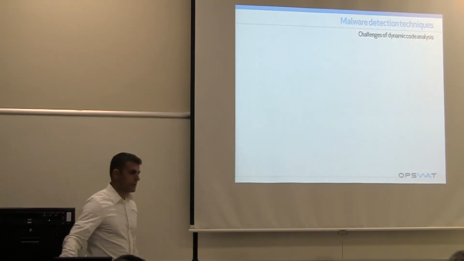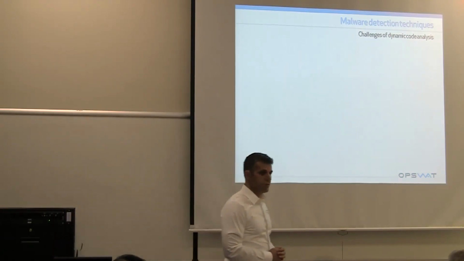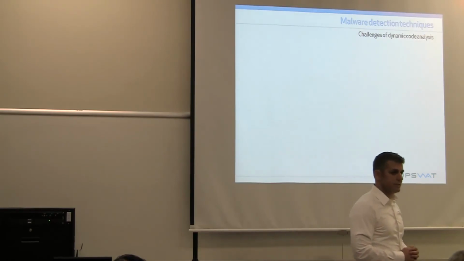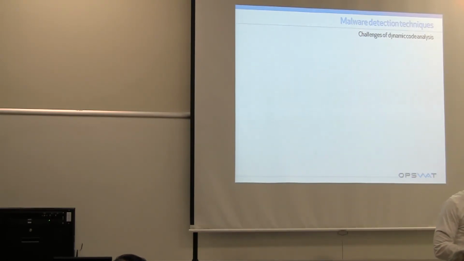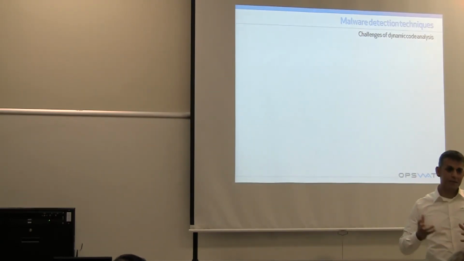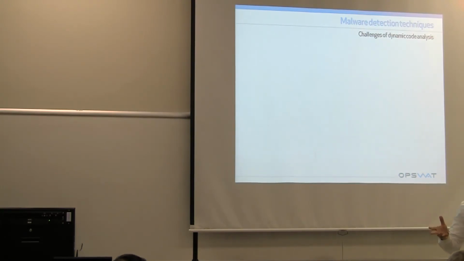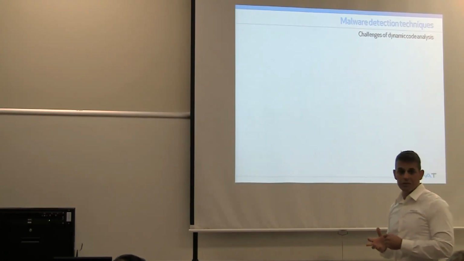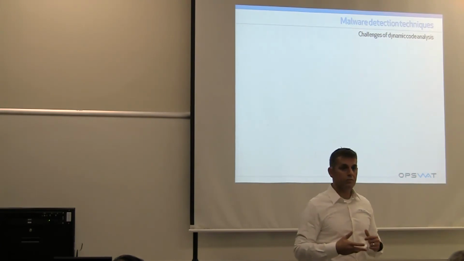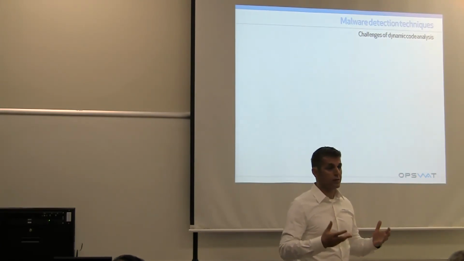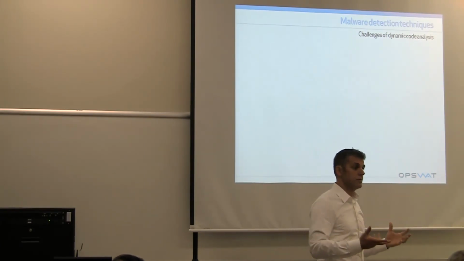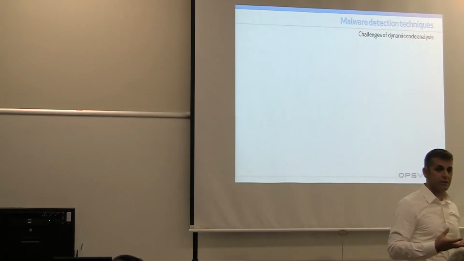So let's think about what would be the challenges of dynamic code analysis. Theoretically, it sounds easier to do dynamic code analysis, but there are still a bunch of challenges, right? What would be the challenge for us to write a dynamic code analysis? Can anybody think of something?